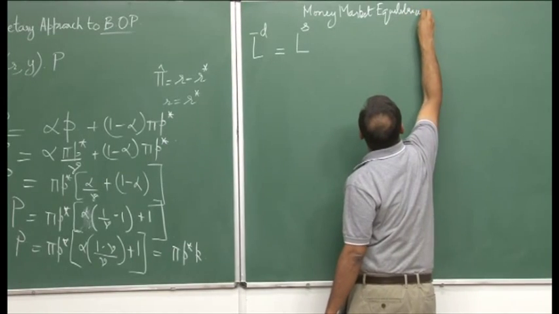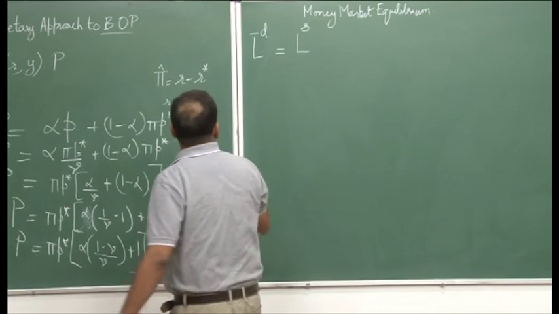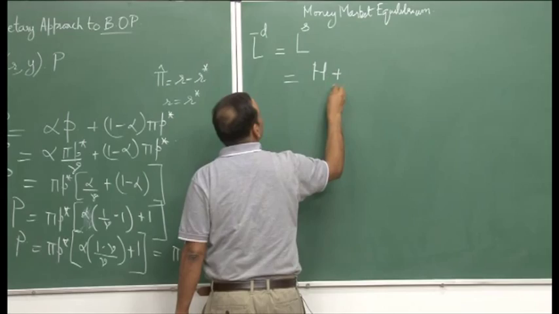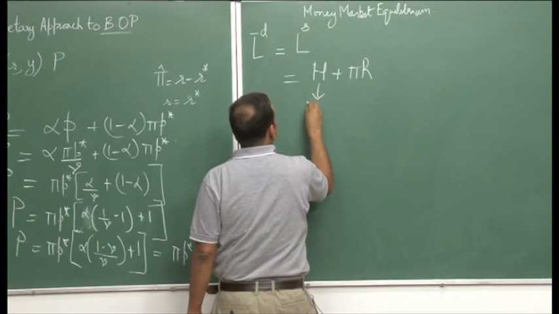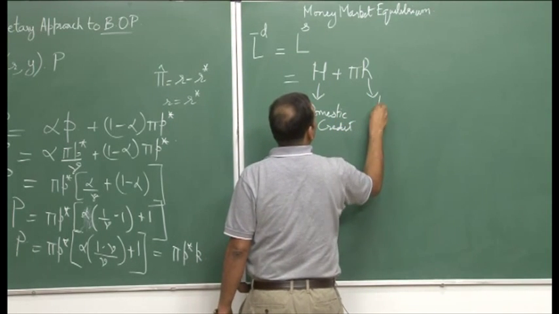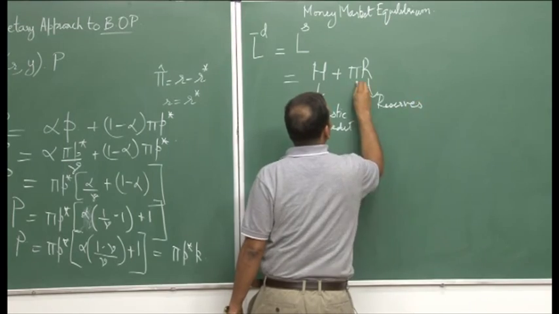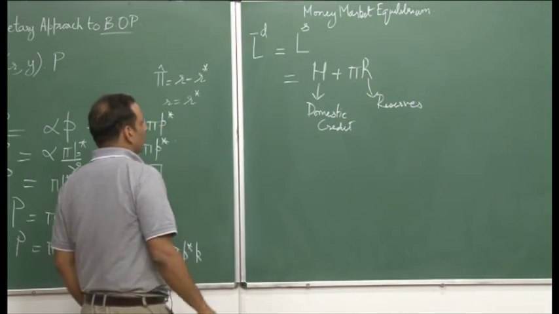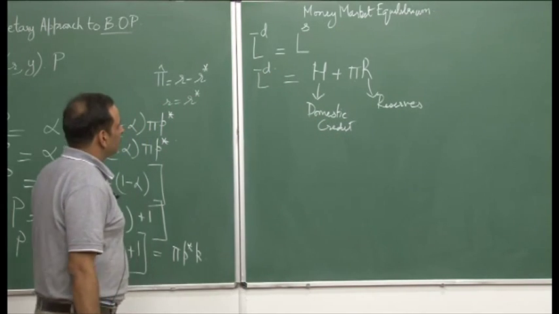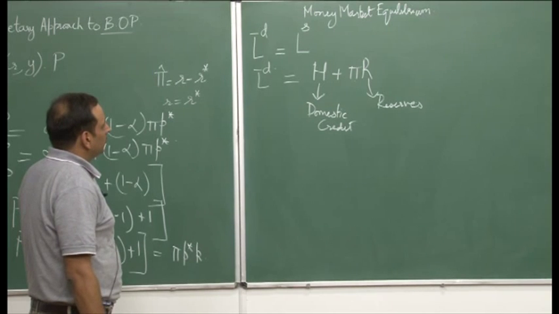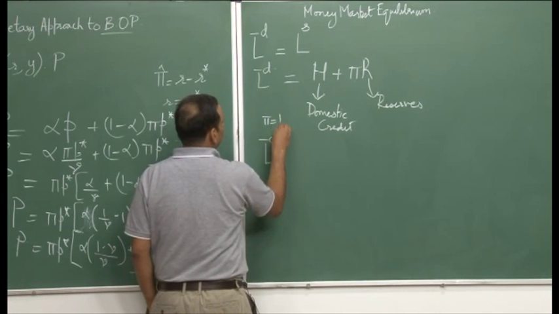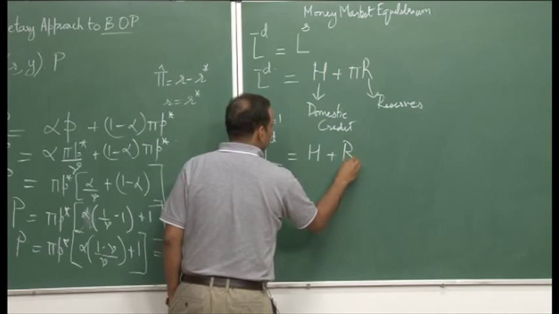And money supply is in the hands of the government, this is equal to H plus pi R, this is the domestic credit. These are the reserves, this is the exchange rate. So, this is the entire money supply, and you have an equilibrium where money demand is equal to the money supply. So, then further, if you assume pi to be 1, this is H plus R.